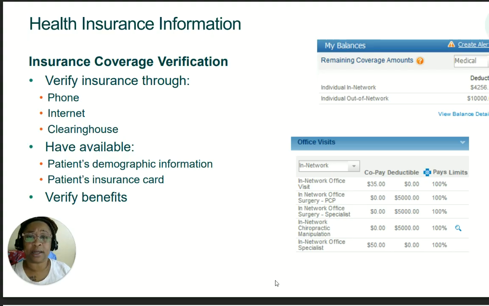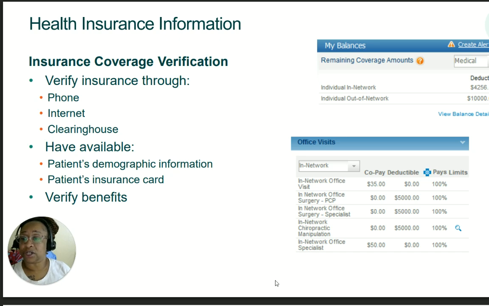The reason is that insurance coverage terms change, they change group plans, they might change insurance plans. And if we don't have that correct information, we are also causing the claim to not go in as a clean claim, and this can cause rejections or denials. So we must verify insurance through phone, internet, or clearinghouse if available.